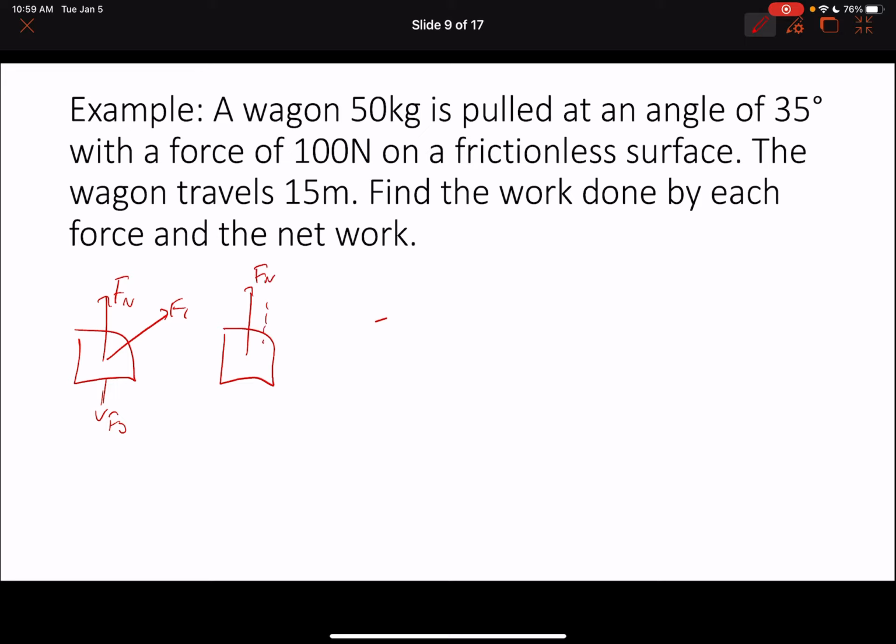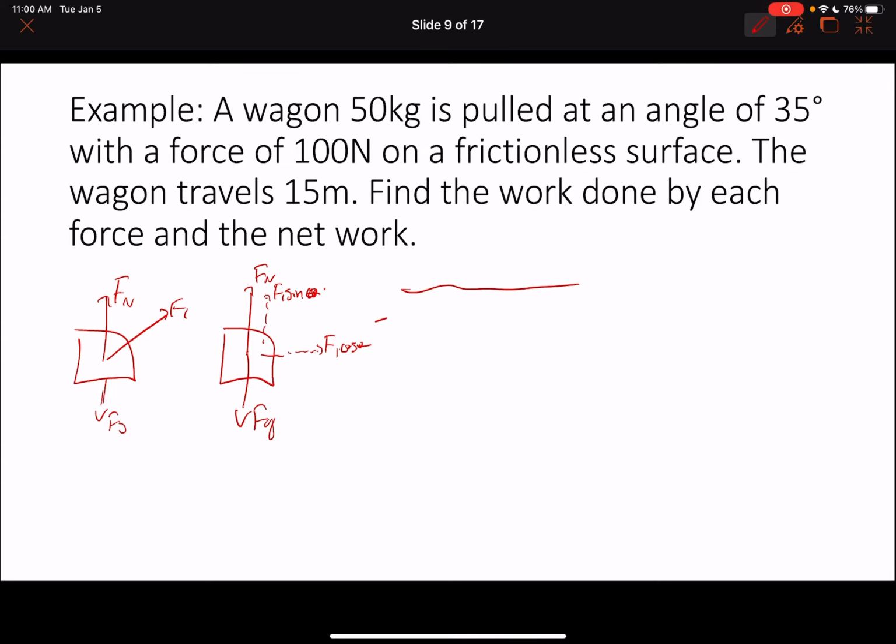We realized that F1 has a component upwards, F1 sine theta, and also has a component to the right, F1 cosine theta, and also has FG down. Okay? And then we would remember that when we find the net force, we're looking for the sum of all the forces in each direction.